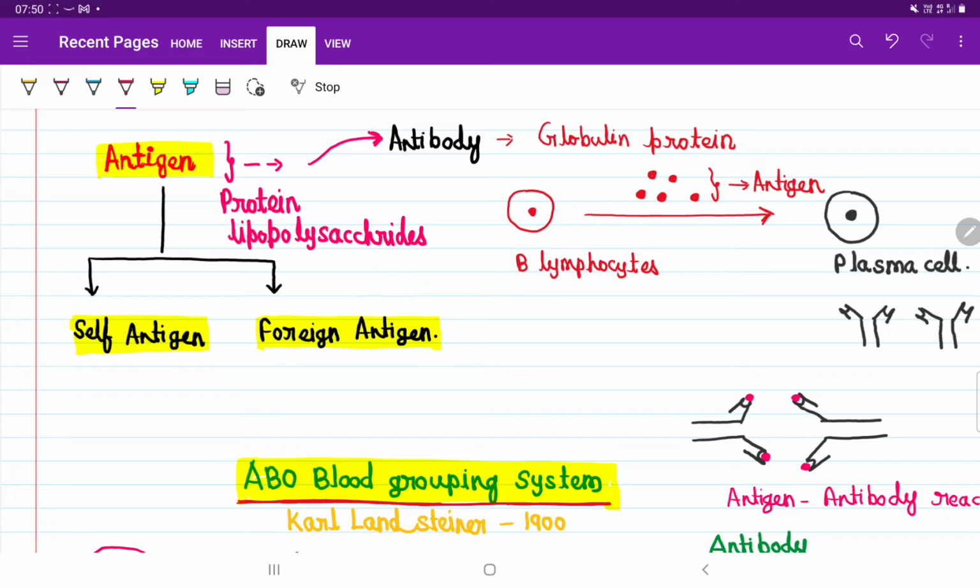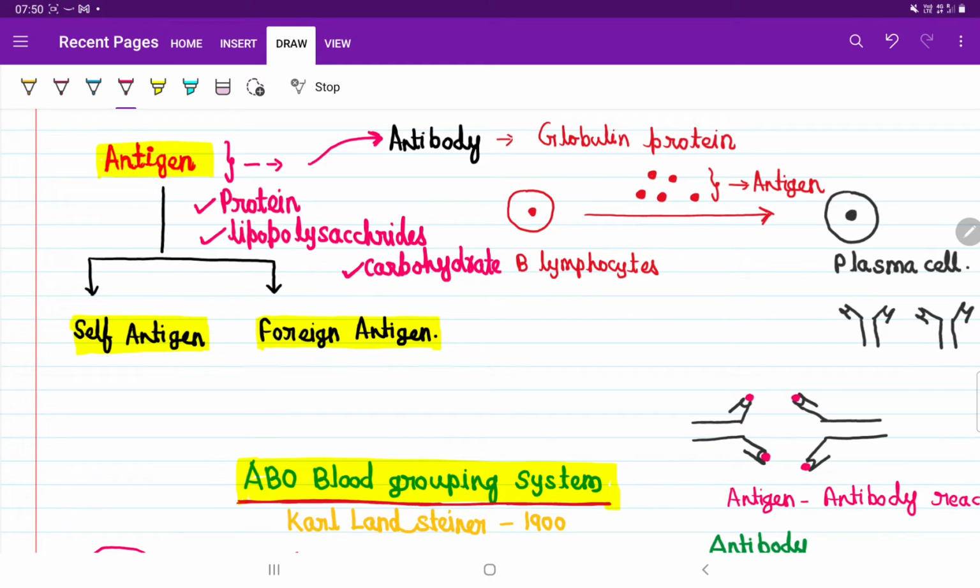Or they can be even carbohydrate also. They can be some kind of sugar also, right? But they cannot be fatty acid or fat. So antigens are mainly protein. They can be lipopolysaccharide, like carbohydrate.